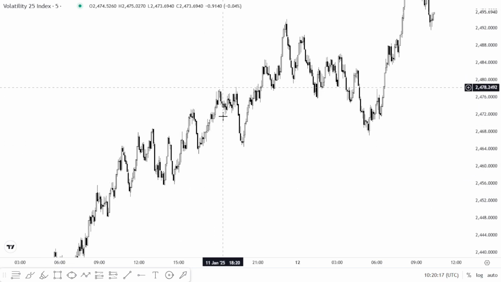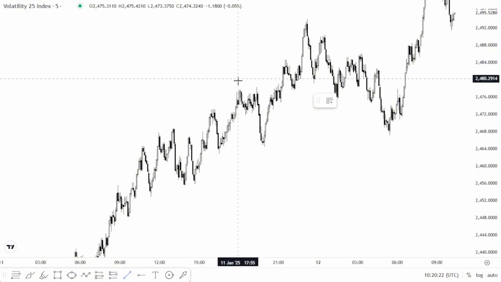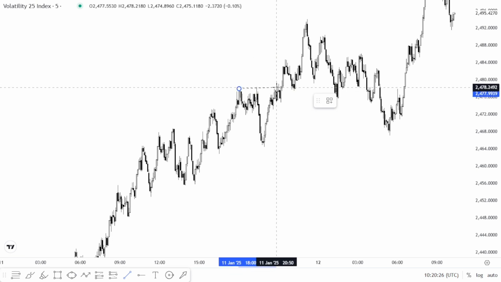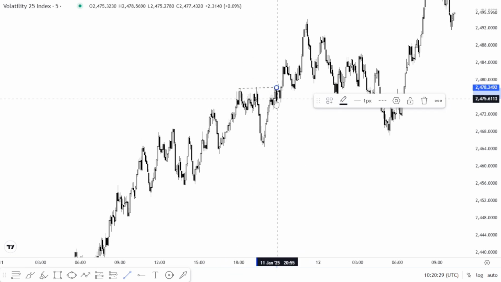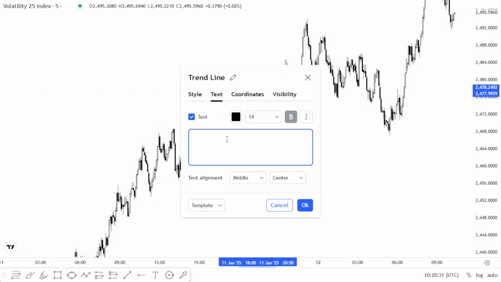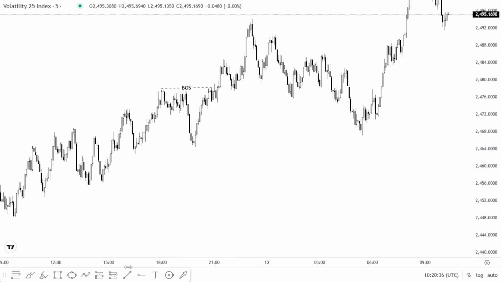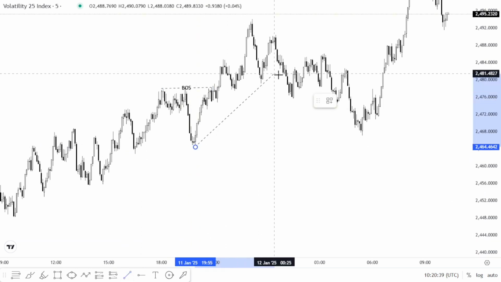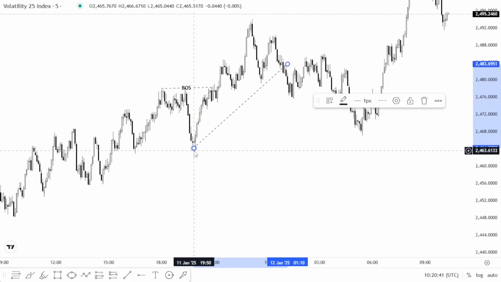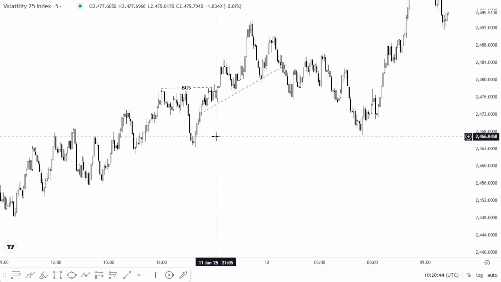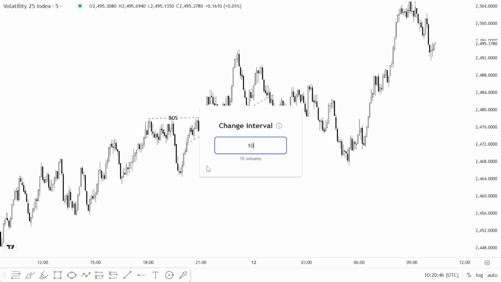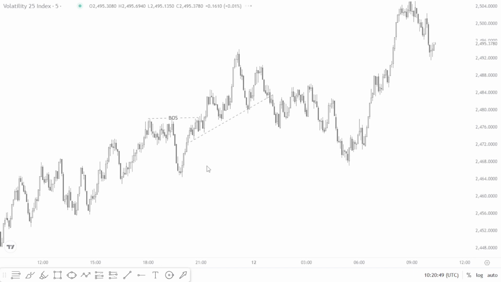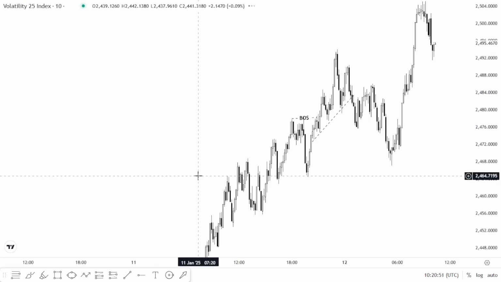So right here we have a break of structure, right? We have the break of structure, BOS. All right, and then we have our liquidity area, which is right there. Okay, so I'm just gonna go back to, let me just try the 10 minutes to see if I'll be able to see any significant demand.